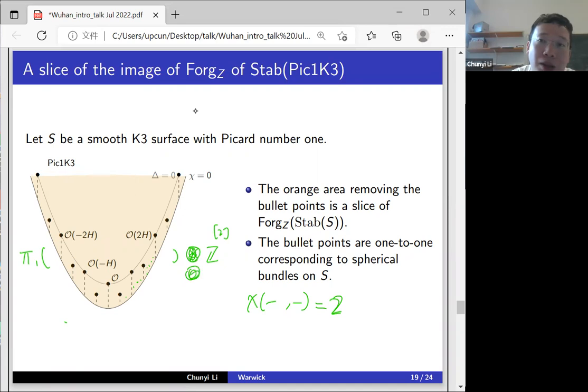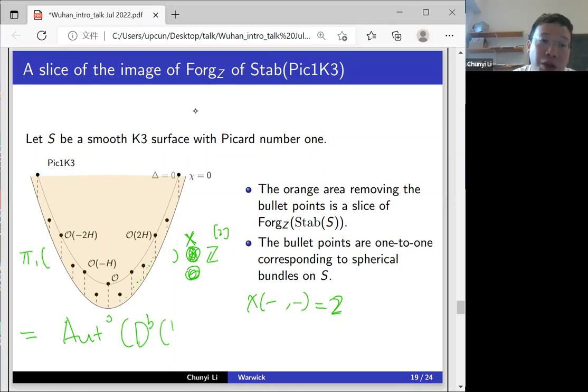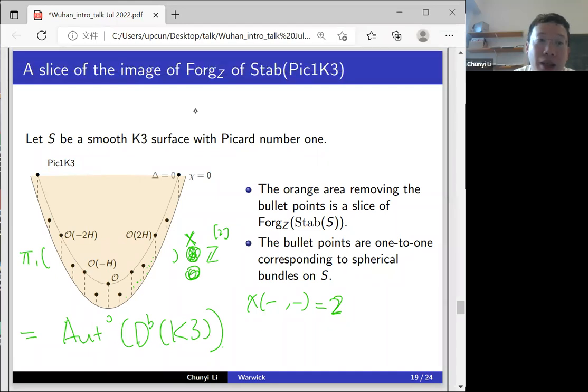I don't know the better notation here maybe. And this is the interesting part of the autoequivalence group on the whole derived category of the K3 surface. And from this total picture, you can see that the pi one of that is the free group generated by all of the spherical twists corresponding to those bullets, which are strictly speaking written like this.